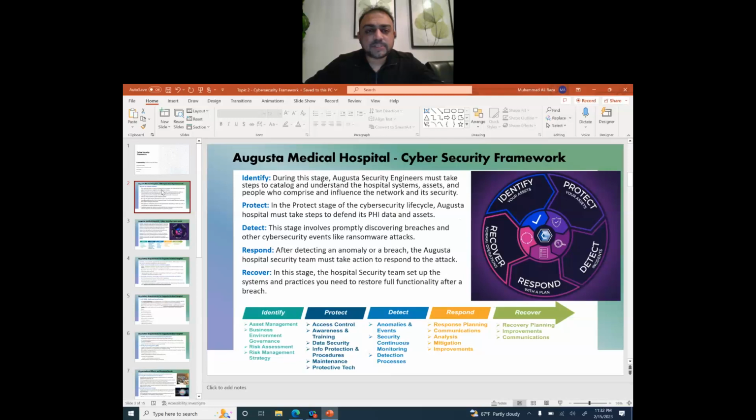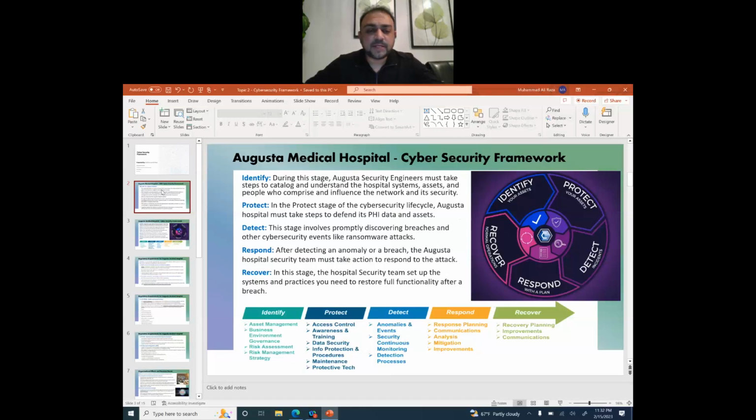In the very first step is identify, then protect, then detect, and respond and recover. So it's a continuous security life cycle which we need to keep working on over the span of time. It's a never ending story, right?